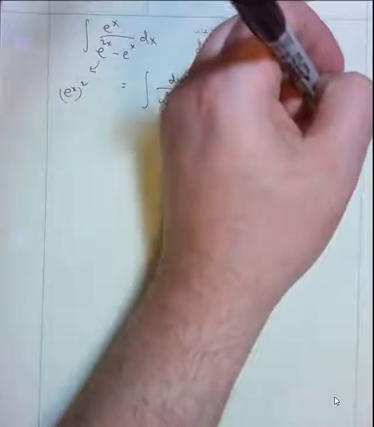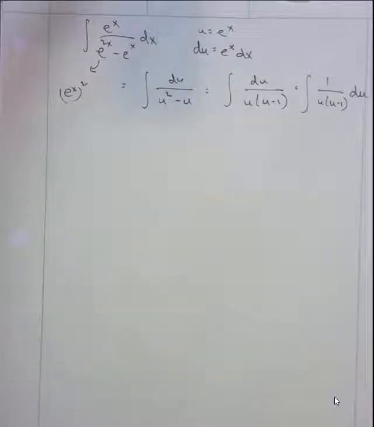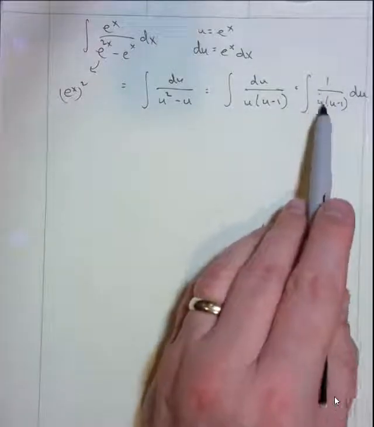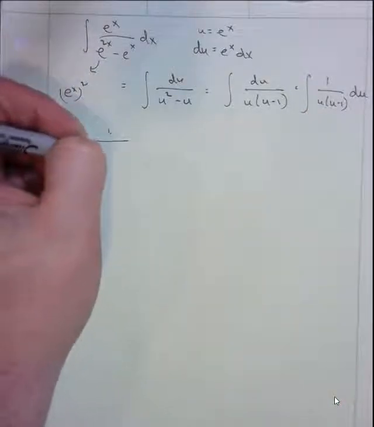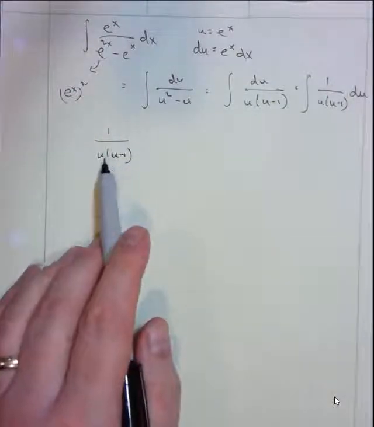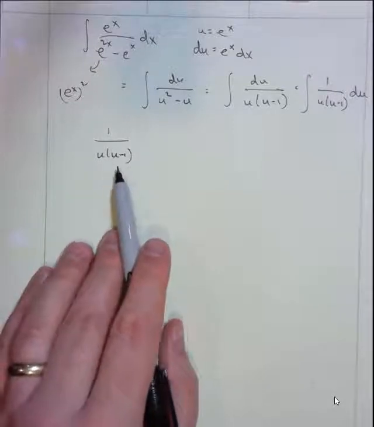So for the moment, I'm going to really emphasize what that integrand looks like by pushing the du over to the side a little bit. We're finding the antiderivative of this fraction 1 over u times u minus 1. Let's take that 1 over u times u minus 1 off to the side by itself for a second. This looks an awful lot like somebody has gone and found a common denominator and mushed together a couple of terms.